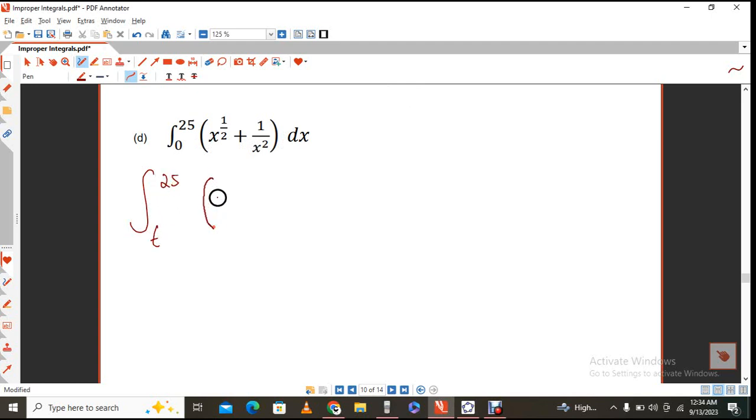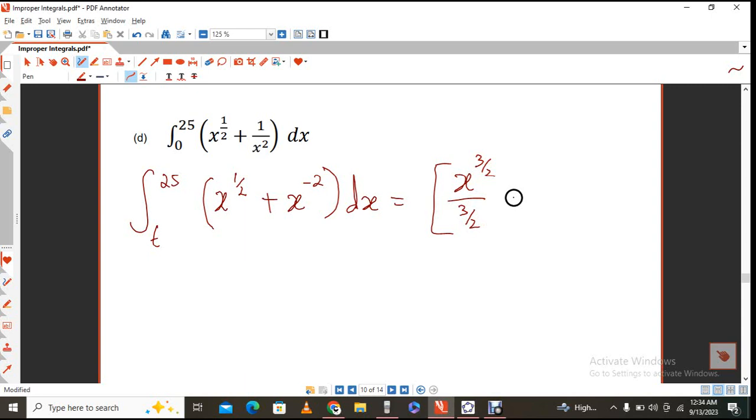And obviously, this is x raised to the power of a half plus x raised to the power of negative 2. I'm just writing it this way so that it can be easier for me to integrate, and I'm going to integrate them separately. So I add 1. That is going to be x raised to the power of 3 over 2, divided by 3 over 2. And if you add 1 to negative 2, that gives you negative 1, so this is plus x raised to the power of negative 1, and then you divide by negative 1, from t to 25.